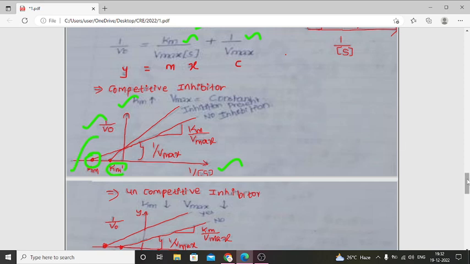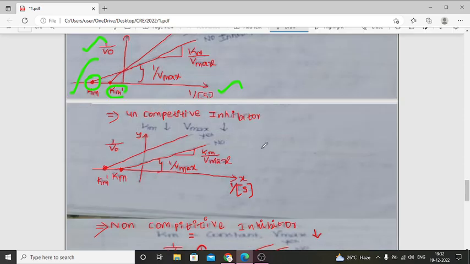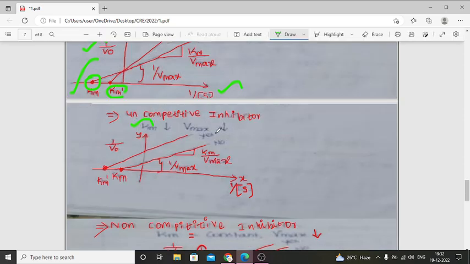Next is the uncompetitive inhibitor. Km decreases and Vmax also decreases. This is inhibition present, and this is no inhibition. So here the Km decreases, check this.